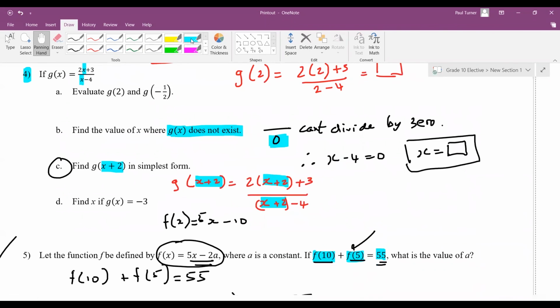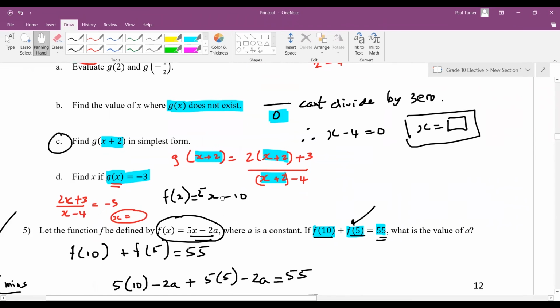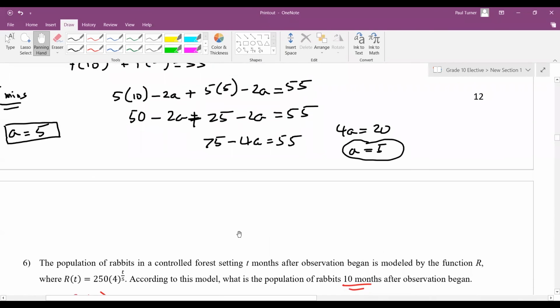So in this case, I'll show you this one quickly. It says your function equals -3. This is your function here. So this must equal -3. That's what it's telling here. So we have (2x + 3) on (x - 4) equals -3. So this is an equation you need to solve. So just find X for that one. All right, so we did that one already.